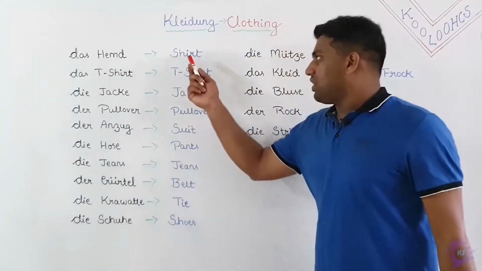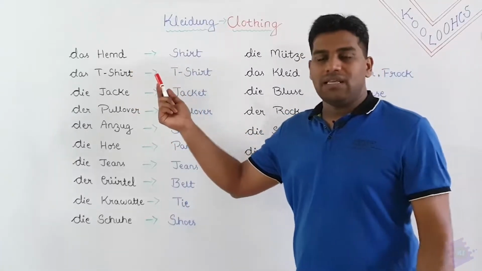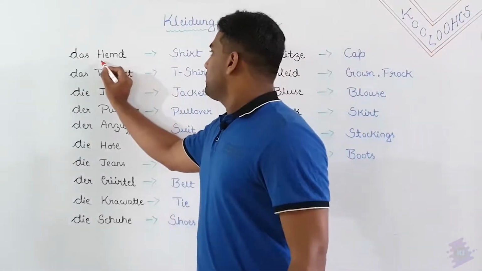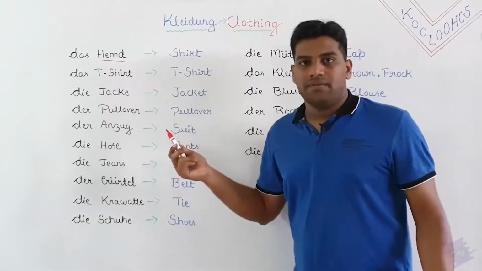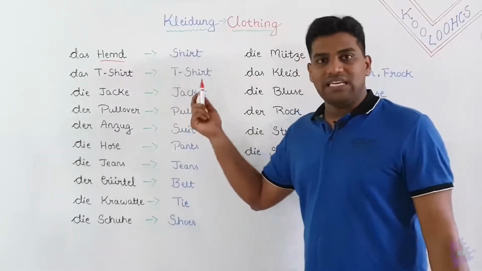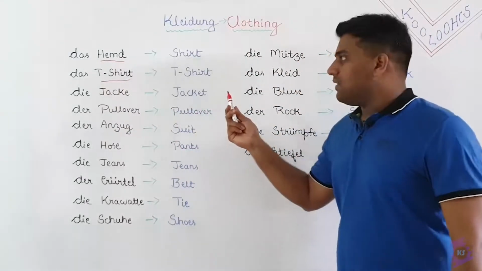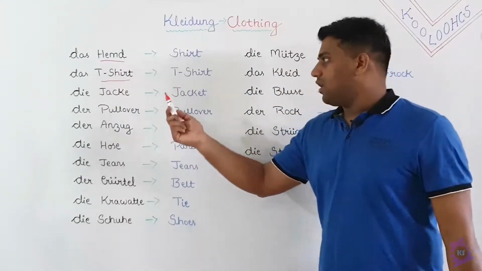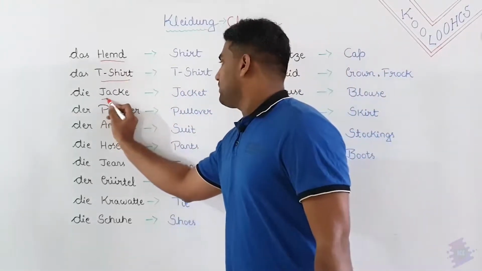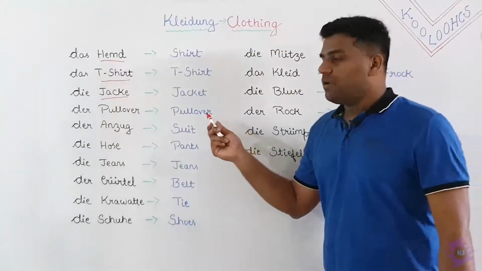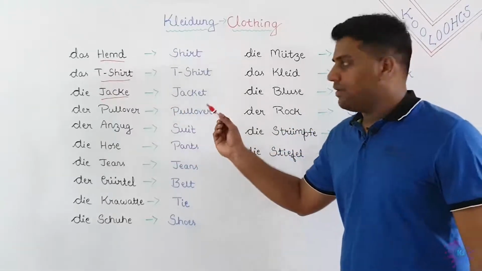So the first one is shirt. Shirt or formal shirt is called Hemd. It has the article das: das Hemd. And next one is t-shirt. T-shirt is called T-Shirt itself, and it has the article das T-Shirt. Next one is jacket. Jacket is called Jacke. Jacke, not jake but Jacke, with the article die Jacke. And next is pullover. Pullover is called Pullover itself with the article der Pullover.